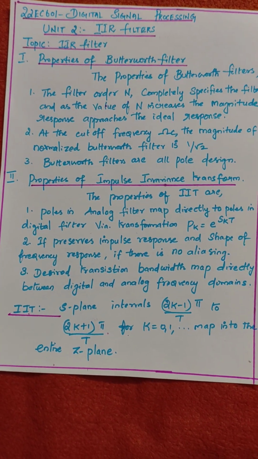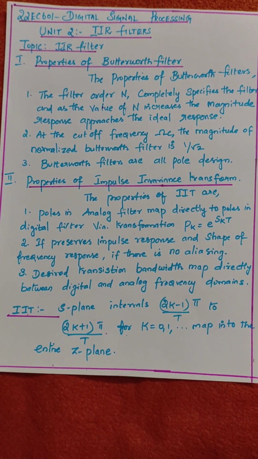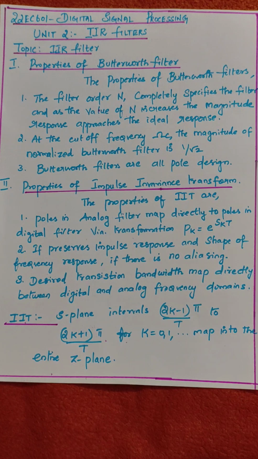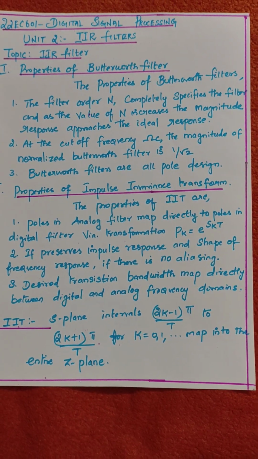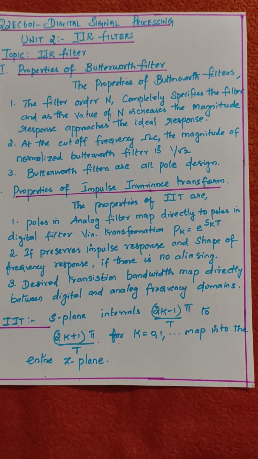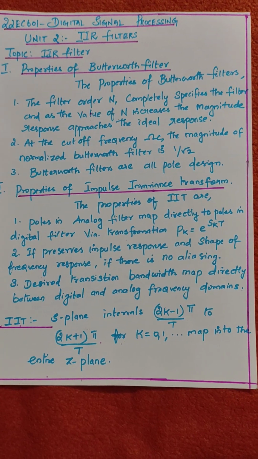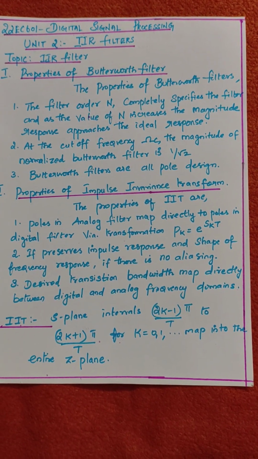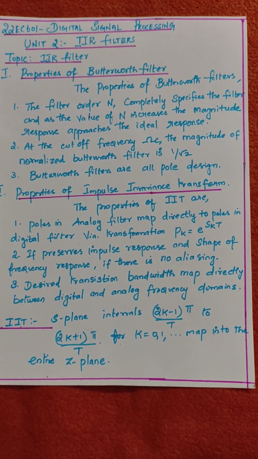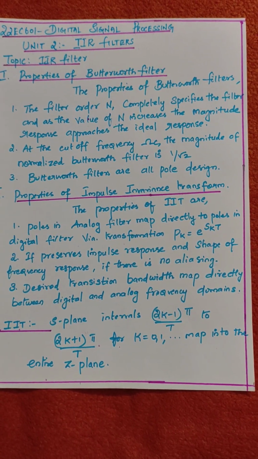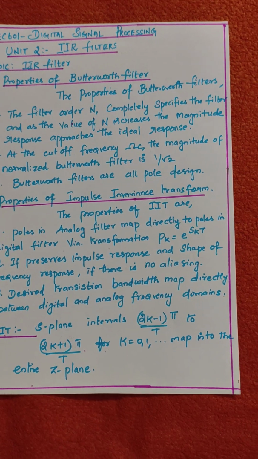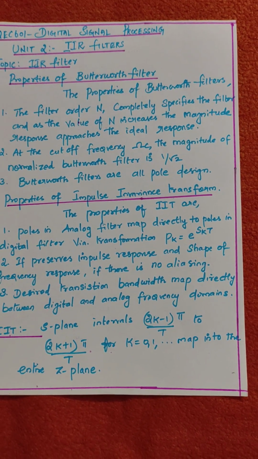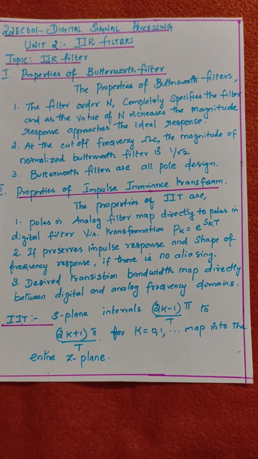Number 4. For the impulse invariance technique, the S-plane intervals range over (2k minus 1) pi by T. This is a pole design. The pole design for impulse invariance is (2k plus 1) divided by T for k equal to 0, 1, and (2k minus 1) by T for the intervals, ranging from positive value to negative value to positive values. It maps directly to the Z plane.